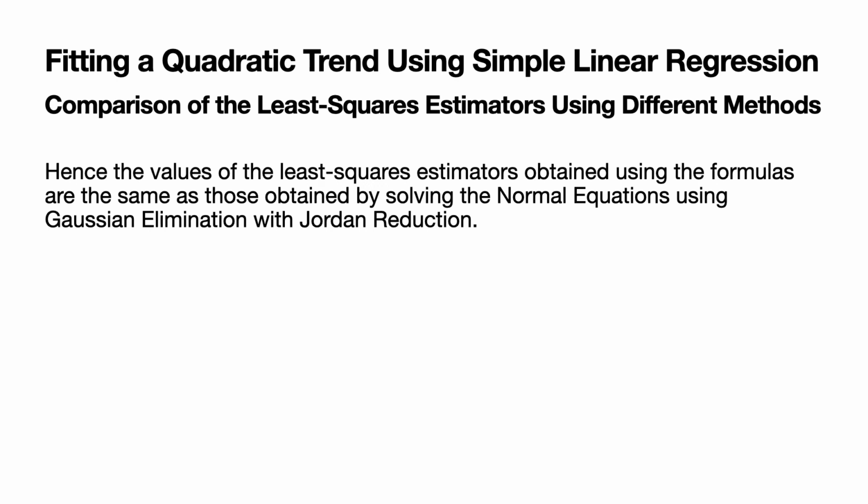So we see that we can fit a simple linear regression model in a variety of ways. We have seen examples where we fit a model visually. We have used Gaussian elimination with Jordan reduction to solve the normal equations for the least squares estimators. And we've also used the formulas that we derived from the normal equations to calculate the least squares estimators directly.